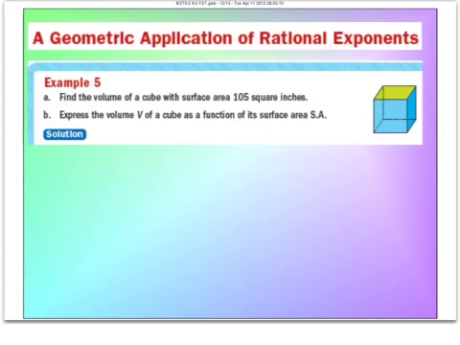This last problem is a great example of Objective 4, applying nth root properties to area and volume problems. So let's take a look at this one. In Part A, they want us to find the volume of a cube that has a surface area of 105 square inches. So let's just do that.